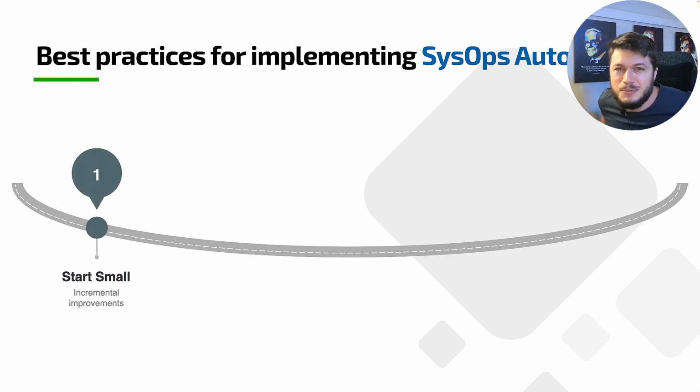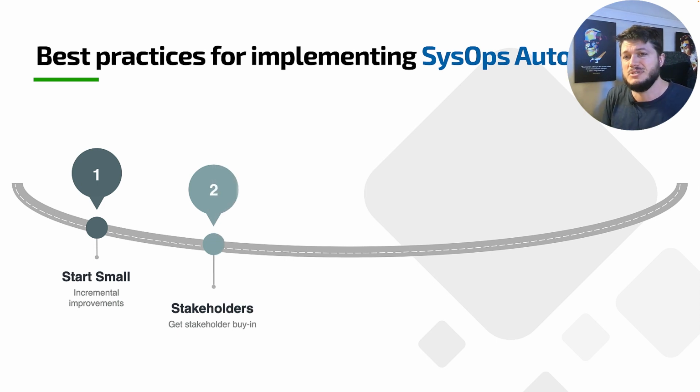Start with small, simple tasks and gradually build up to more complex ones. SysOps automation is an incremental improvement process. If you start off trying to implement everything, it's going to take a long time before you start seeing those results. However, if you start with small tasks, it'll cascade and get quicker and quicker along the way.